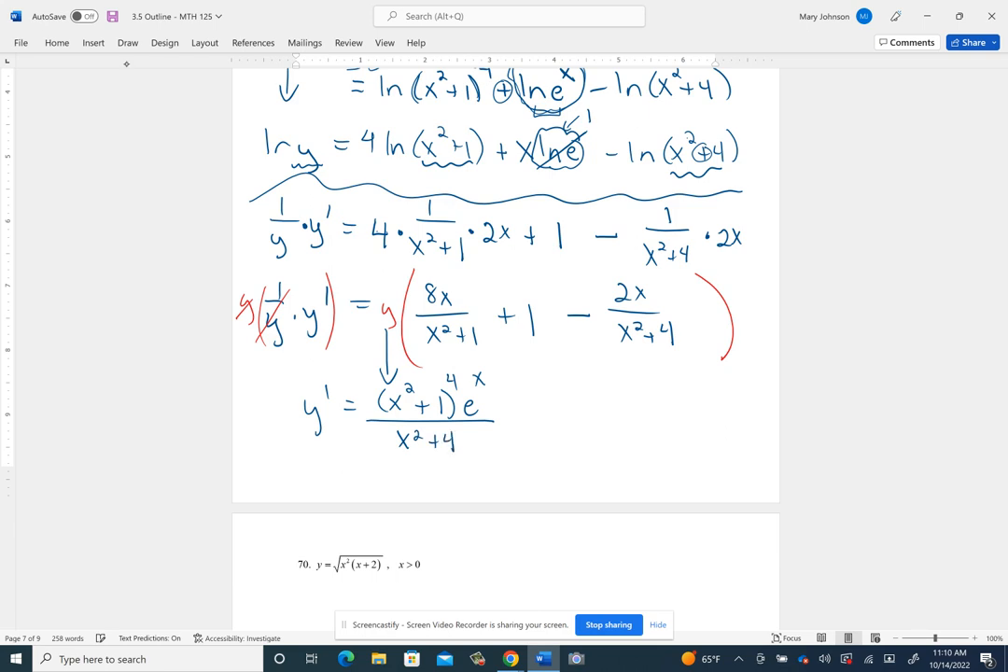Okay, so that's where the y is. And then I have this: I have the 8x over x squared plus 1. I'm going to go ahead and put the 1 at the end: minus 2x over x squared plus 4, and then plus 1.